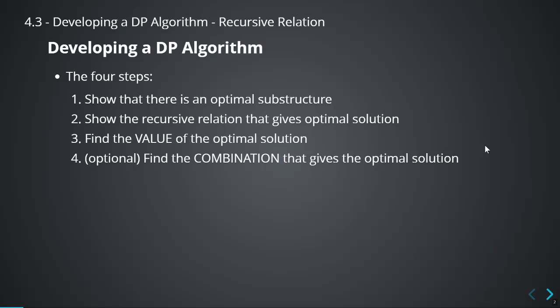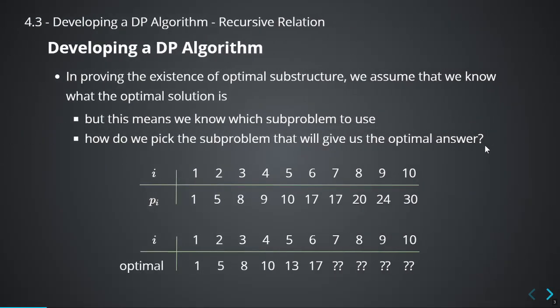So when we talk about the optimal substructure, we assume that we know what the optimal solution is. As in, we know which path to follow in the search tree. And how do we actually do that? How do you pick the subproblem that will give you the optimal answer? How do you choose?